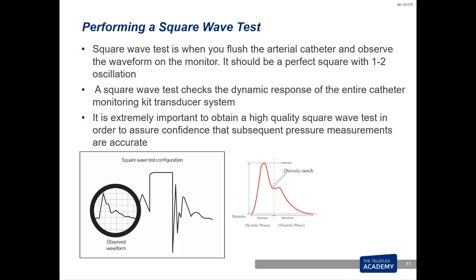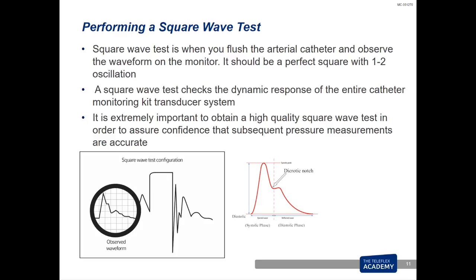During your daily maintenance, it is required that we do tests to make sure that the pressure transducer is accurate. And when I say test, I mean a square wave test. On your transducer, you have a little blue, almost like a little pull tab. And what you do with the transducer for your square wave test is you're going to do this once a shift. The square wave test is performed by flushing the arterial catheter and observing the waveform on the monitor. When you do this, you should have a nice box square wave that has a dynamic response in upstroke, over, and a downstroke. And it should be a perfect square with 1 to 2 oscillations.